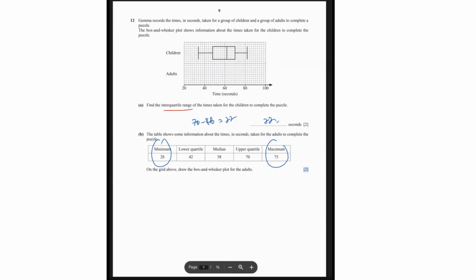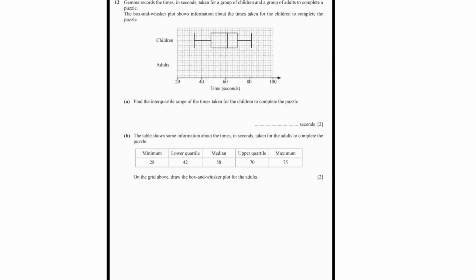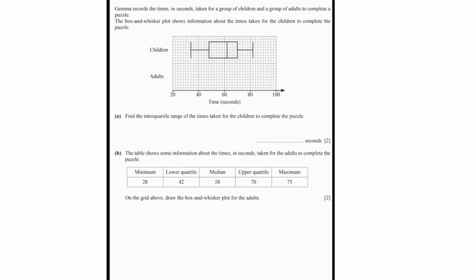Use a ruler to draw this out. I'm not using a ruler, of course. I can. Here, 28. Minimum 75, so it will be in the middle here.